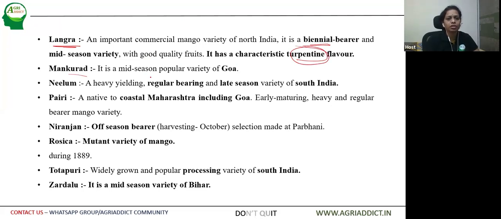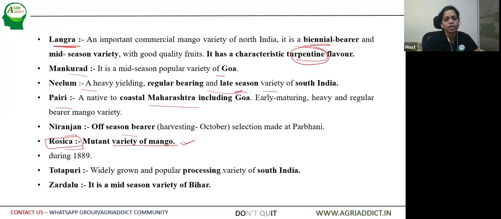Then Mankurad, a popular variety of Goa. Then Neelam, South India, but however it is a regular bearer with late season. It comes somewhat late, after June. Then Pairi, coastal Maharashtra, including Goa, early maturing, heavy and regular bearer. Then Niranjan, off-season bearing. Then Rosica, you have to remember this. This is a mutant variety of mango, natural selection. Niranjan from Parbhani during 1889.